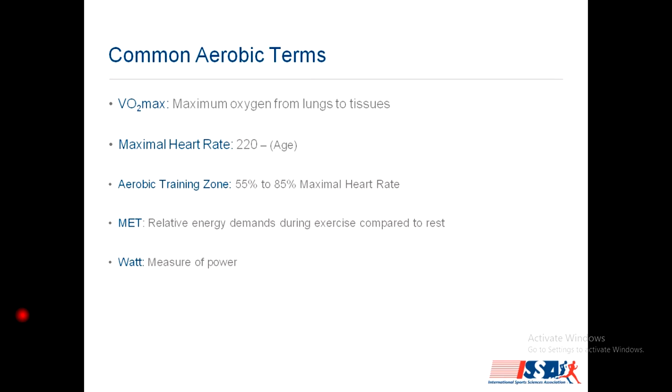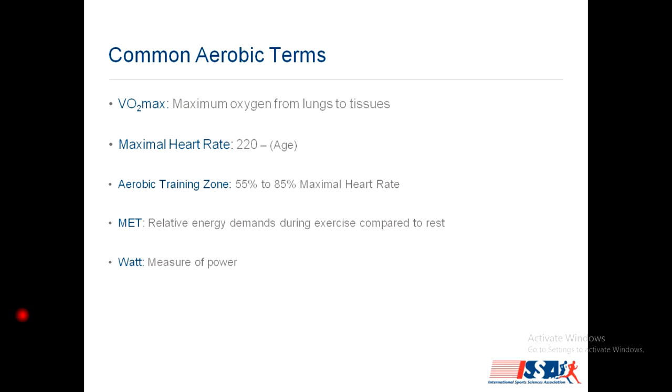There are many terms that exercise scientists use to describe the different aspects of aerobic training. Knowing these terms will enable you to make more informed decisions about your client's training goals and regimen. Maximum oxygen uptake, or VO2 max, is the maximum amount of oxygen that can be transported to your body's tissues from the lungs. Maximal heart rate is estimated by subtracting your age from 220. Your maximal heart rate is used to calculate your aerobic training zone. Depending upon how physically fit you are, the lower and upper limits of your aerobic training zone are approximately 55% to 85% of your maximal heart rate.